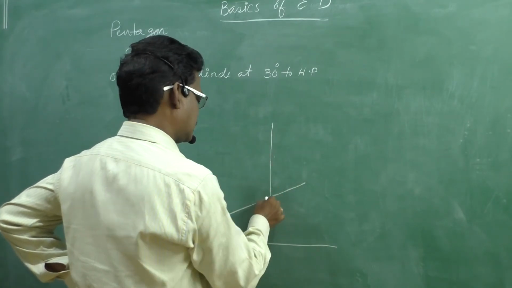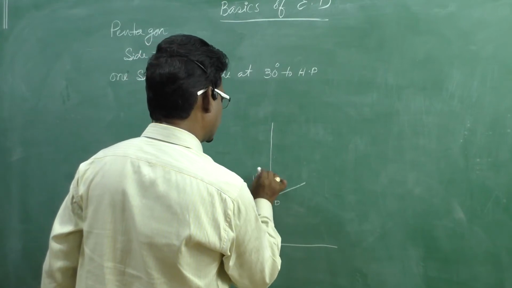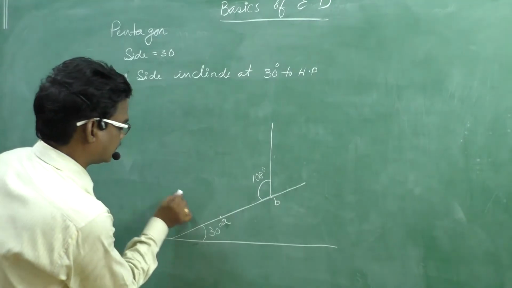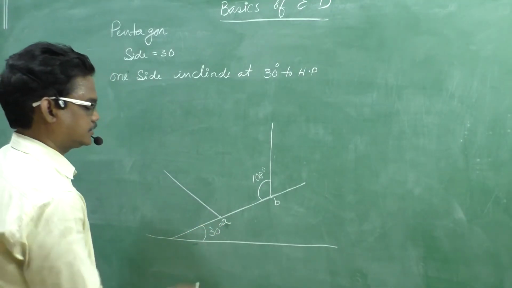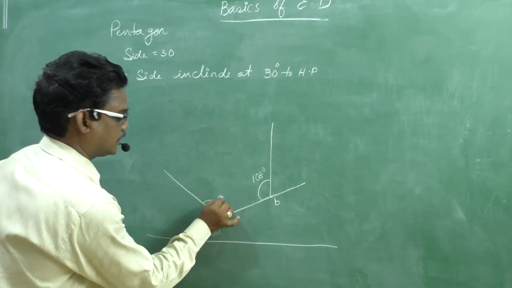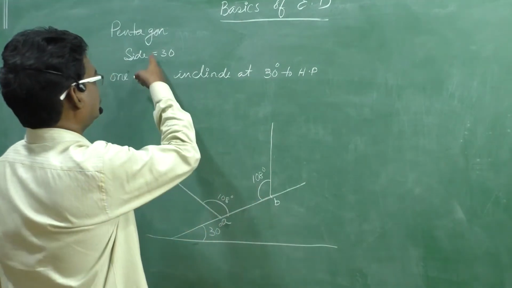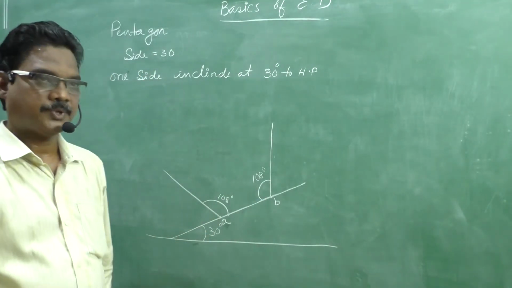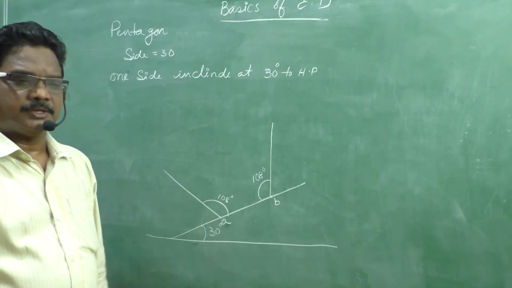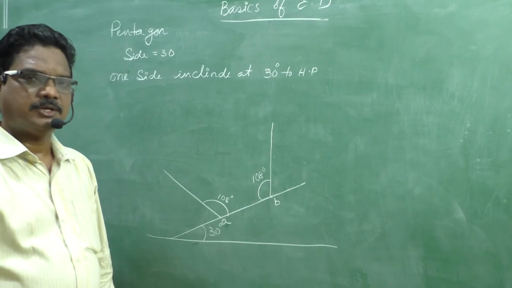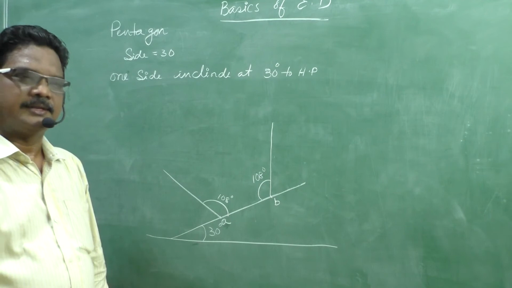Draw a constructional line, this angle equal to 108 degrees. And this angle equal to 108 degrees. This is 108. Now, AB length equal to 30 mm side. And all the polygons we consider in engineering drawing are regular polygons. That means all sides are equal, all angles are equal.